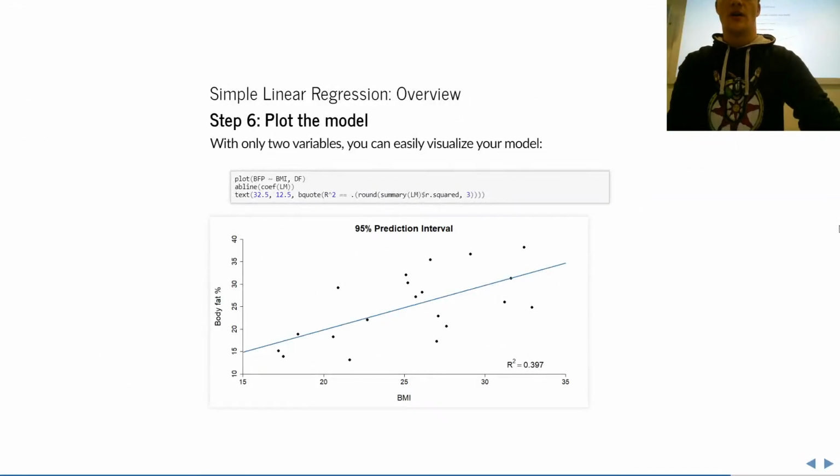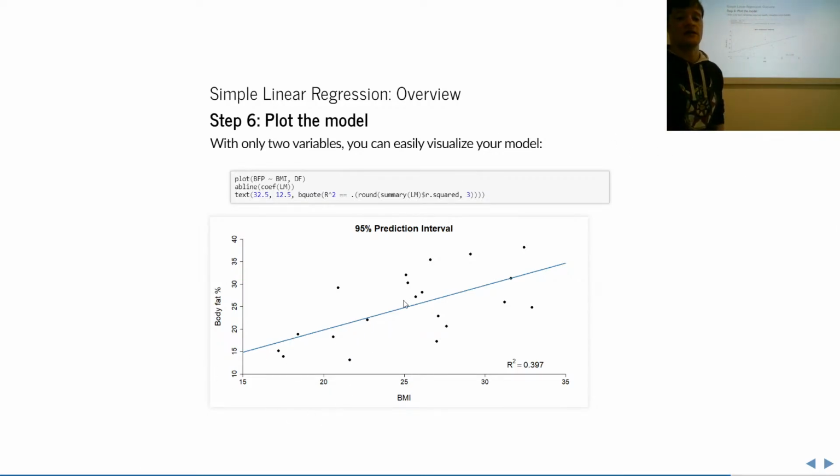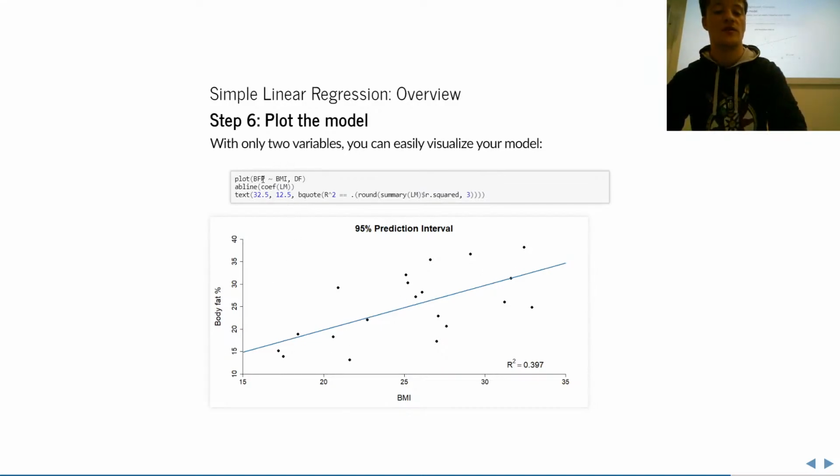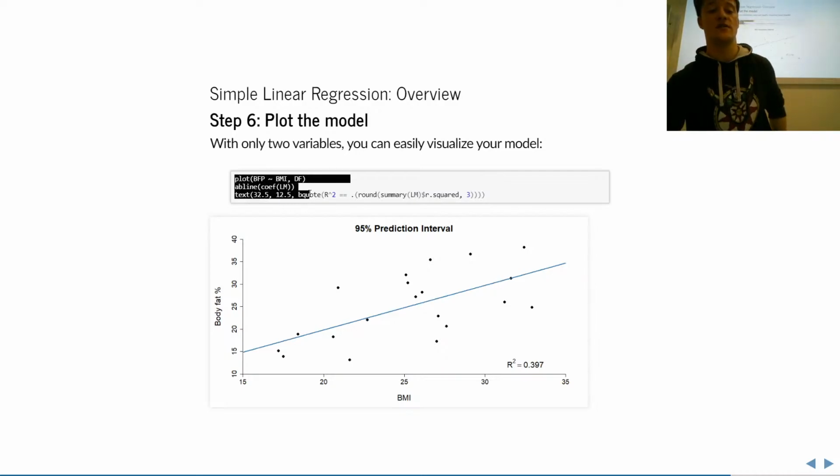Okay, when you're done, you can plot your model. So here I've added the line that was estimated. This can be done very simply. The plot is just body fat percentage tilde BMI, so body fat percentage as a function of BMI from the data frame df. Then you can say abline, a is intercept, b is slope in this case, and coef, or you can type it out, coefficients, of the lm. R knows what to do with this, so if you do this for a simple linear regression, just these two lines will give you a plot with your data and a line going through it showing your model.